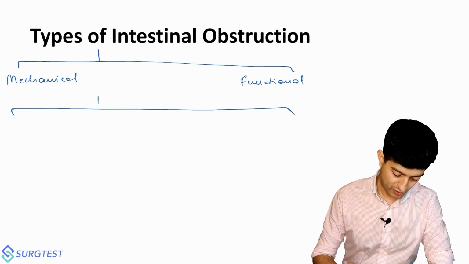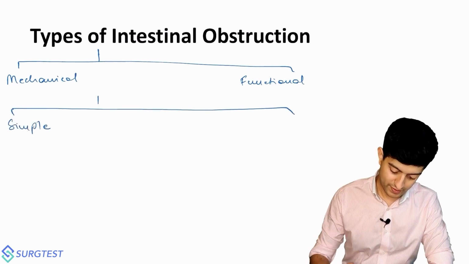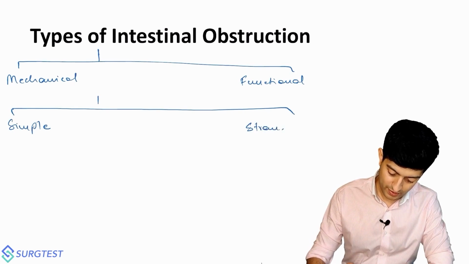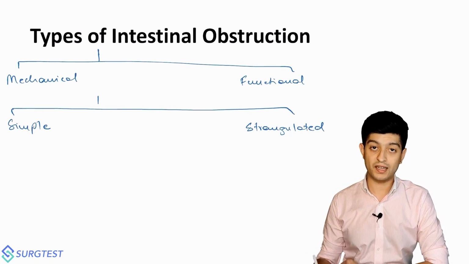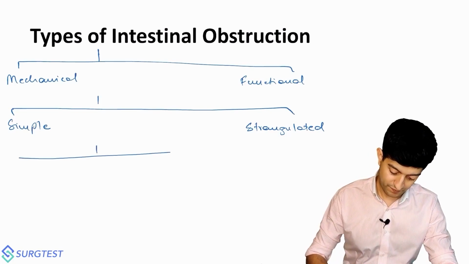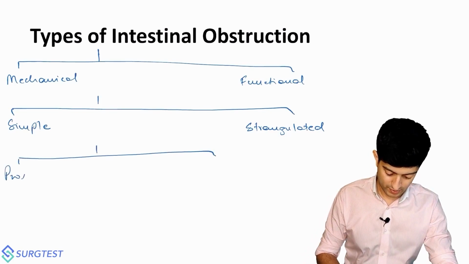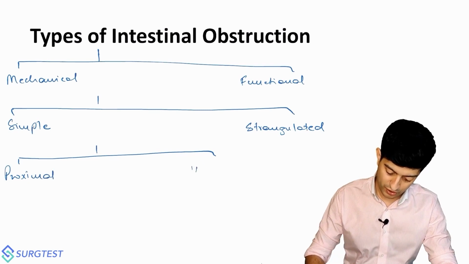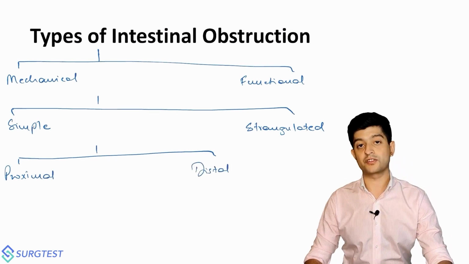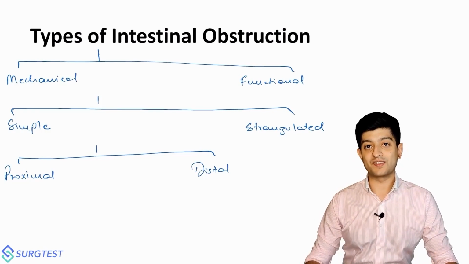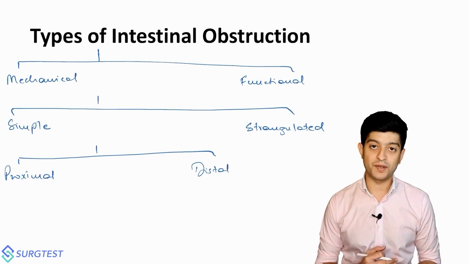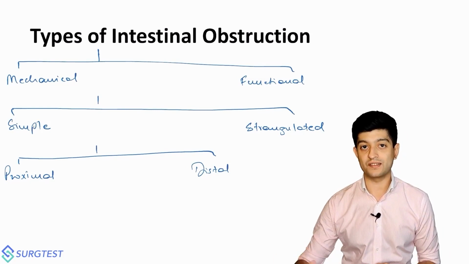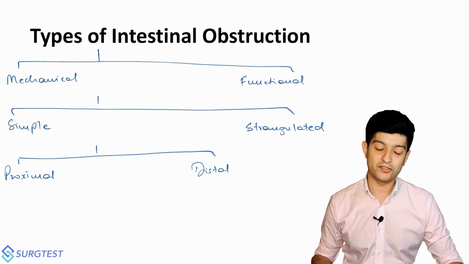Another easy way of classifying it is dividing it into simple, where vascular supply has not been compromised, and strangulated obstructions, where vascular supply has actually been diminished, so the bowel wall is ischemic and will eventually perforate. Another simple way is to divide it into proximal obstructions and distal obstructions. This, of course, depends upon where the pathology is located. Even though the pathophysiology stays the same, the patient's clinical presentation and progress is very varied. We're going to talk about it in just a bit.